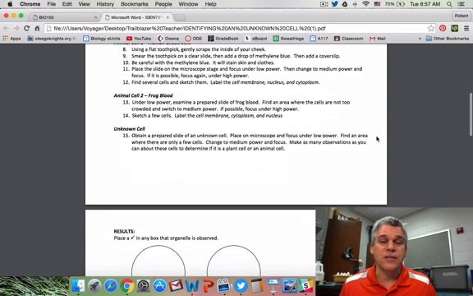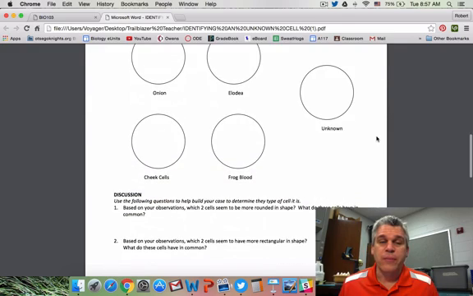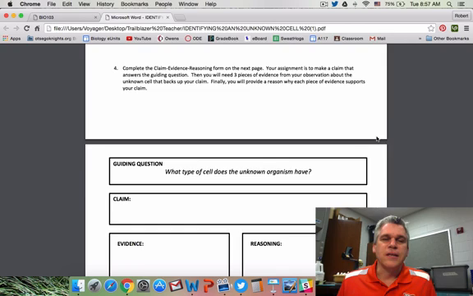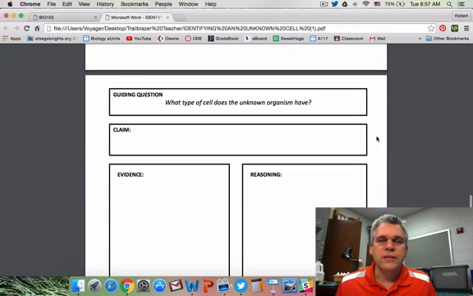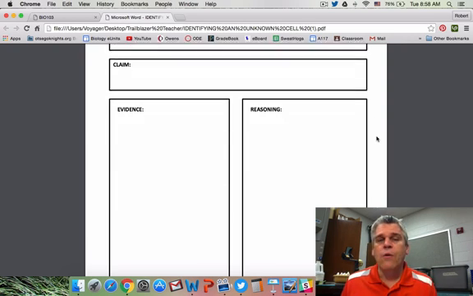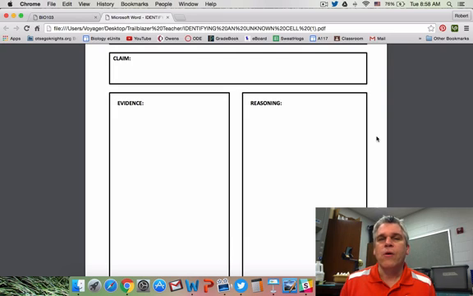Is it a plant or is it an animal cell? And so they have a place to make their drawings. But this is using the claim evidence reasoning model. So their question is, what type of cell does the unknown organism have? And so they're going to make their claim. They could maybe say that it's plant cells. Maybe they think that it's animal cells. Well, what's their evidence? Why do they think they have a plant cell, or why do they think that they have an animal cell? And then what's their reasoning? They have to use their evidence to back up their claim.